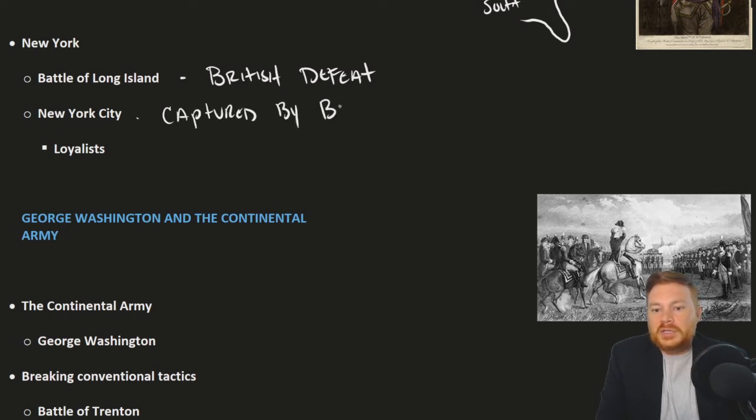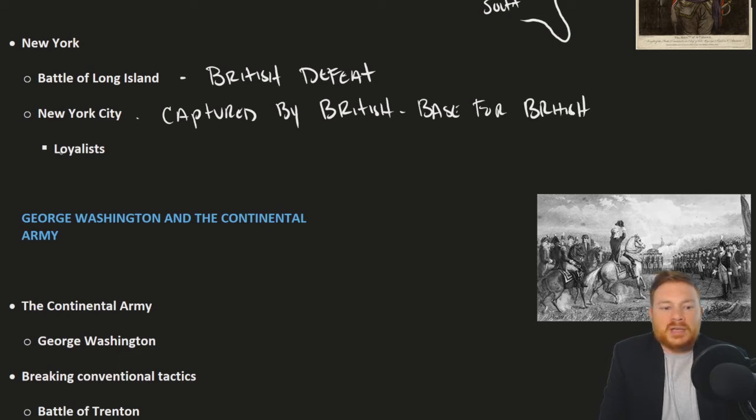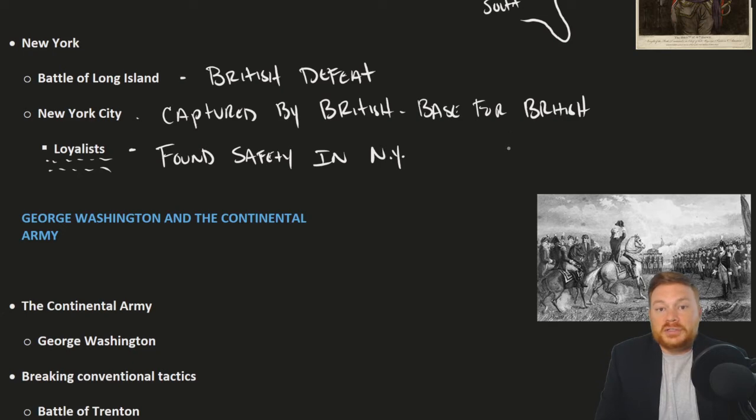forcing Washington once again to retreat. It served as a base for the British and really a safe haven for loyalists. So for those people that didn't agree with the independence movement, we might just say they found safety in New York City. And again, that was one of the most populated cities in the 13 colonies at the time, or in the United States of America at the time.